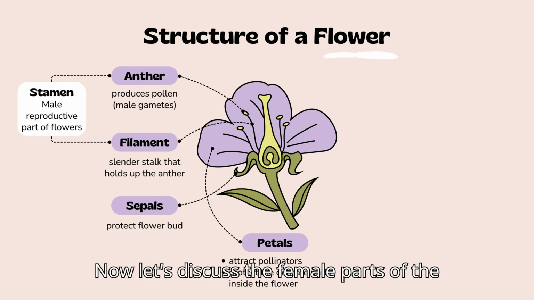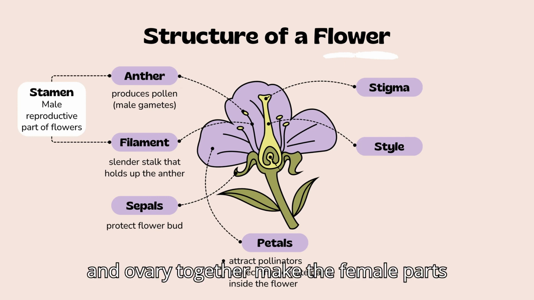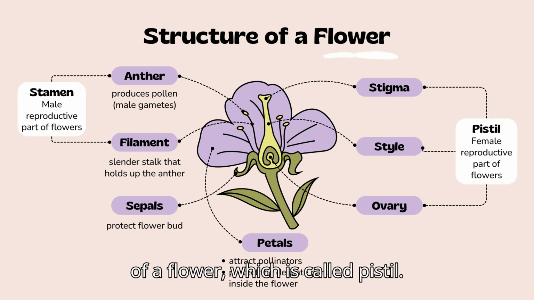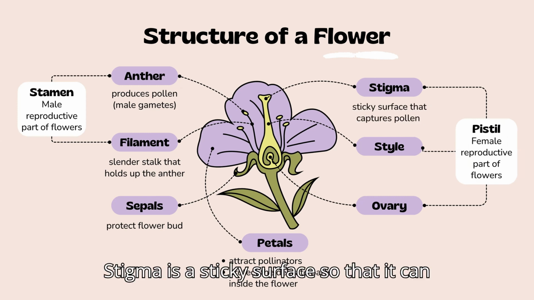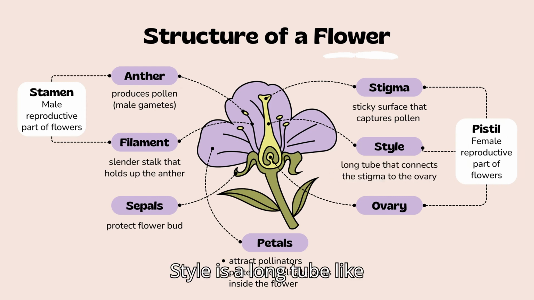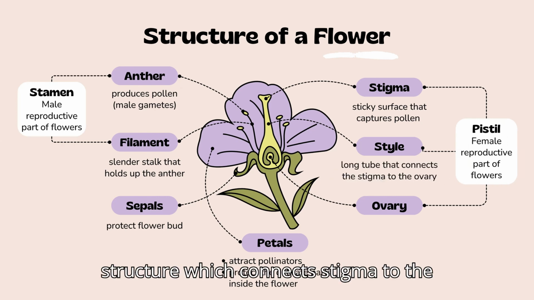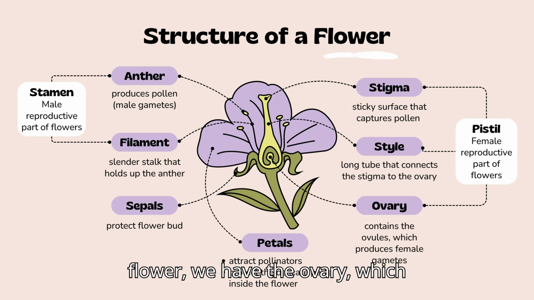Now let's discuss the female parts of the flower. Stigma, style, and ovary together make the female part of a flower, which is called the pistil. Stigma is a sticky surface so that it can easily capture pollen. Style is a long tube-like structure which connects the stigma to the ovary. At the bottom of the flower, we have the ovary which contains ovules. Ovules produce female gametes. We will discuss more about this later on.